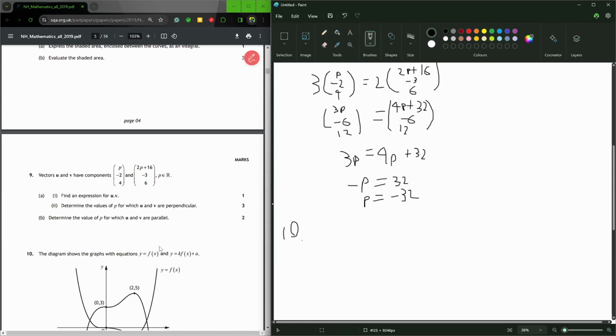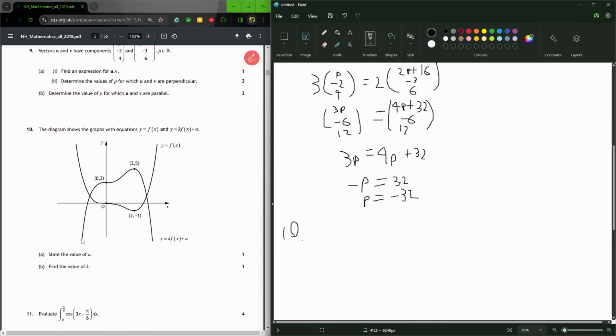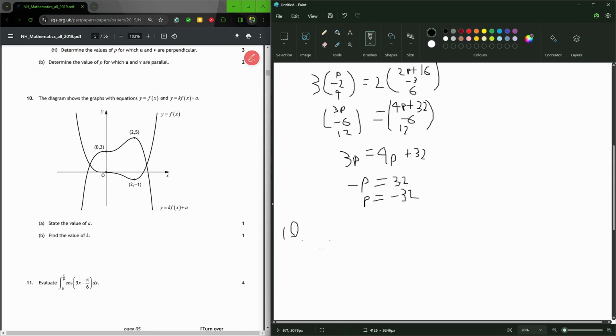Question 10. Well, we're like halfway through. Oh, look, an easy 2 marker. I guess 2 1-markers, which are probably even better, let's face it. So that means we can just write down stuff. We don't even need to do any workings whatsoever.